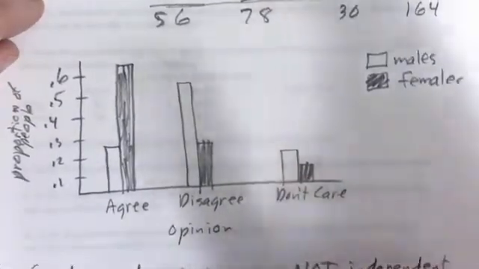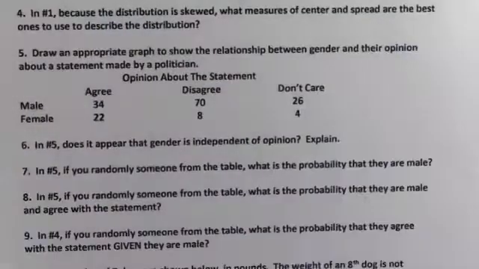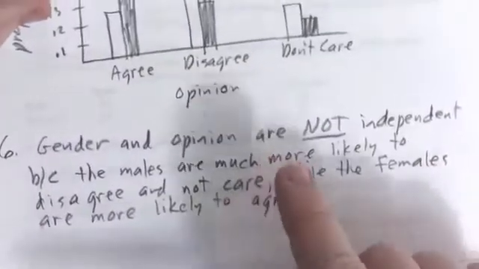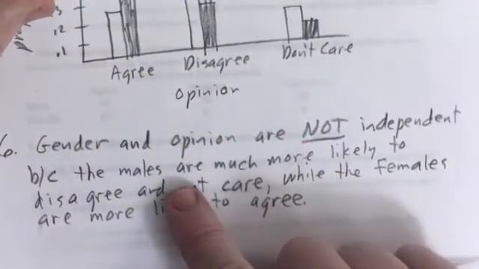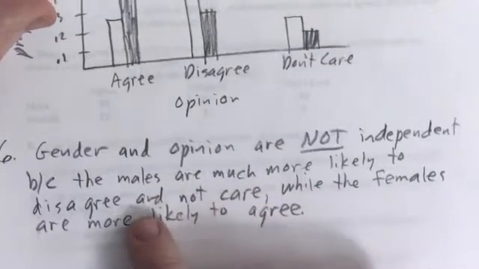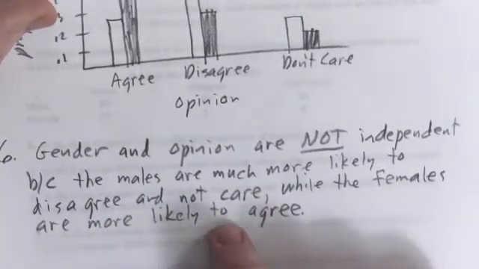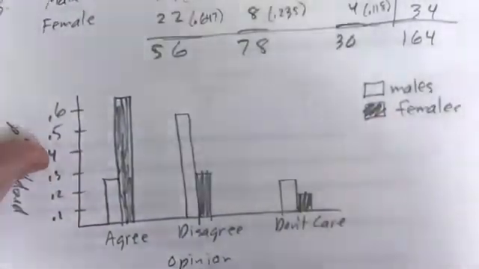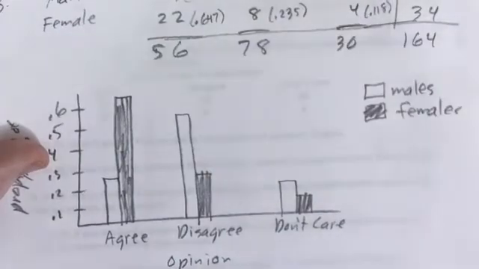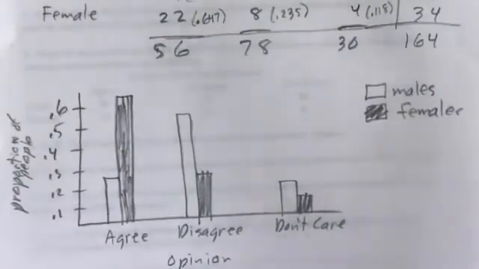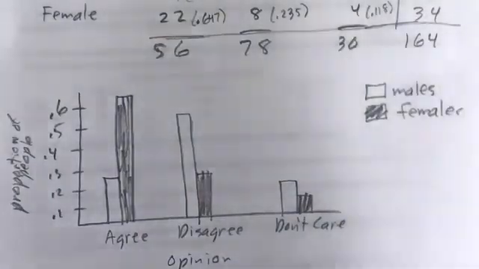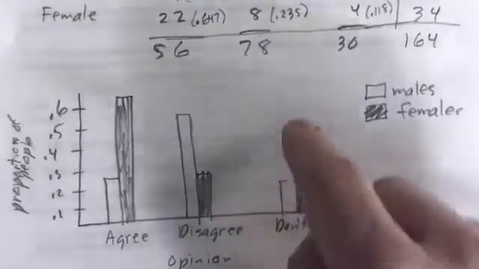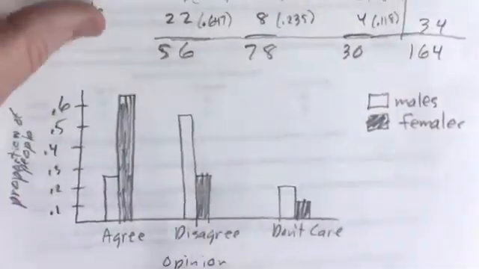And then the next question, question 6, asks, does it appear they're independent? And we would say they are not independent because they're different. The males are much more likely to disagree and not care, where the females are much more likely to agree. If it was independent, it means the males and females would be roughly the same. It would mean it didn't matter which one you picked. Their proportions of opinions would be the same. So in this one, you notice how different the males and females are. So you say it's not independent. Okay, so that is that.